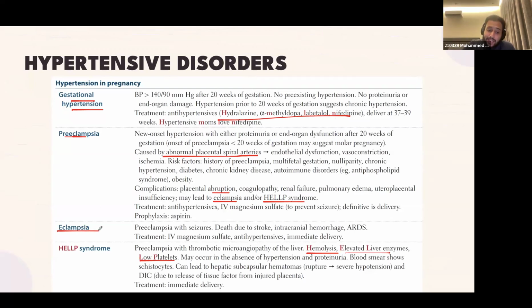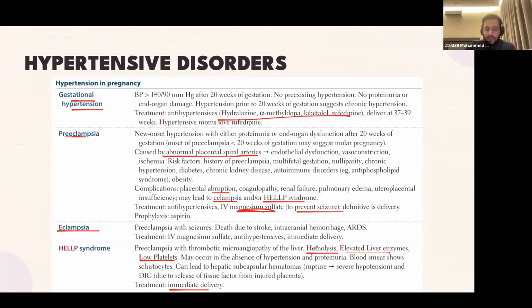If they have eclampsia, you give them magnesium. Okay? Even with patients with preeclampsia, you give them magnesium to prevent seizures. Okay? That's pretty much that. Okay? HELLP syndrome, immediate delivery, it's very dangerous.